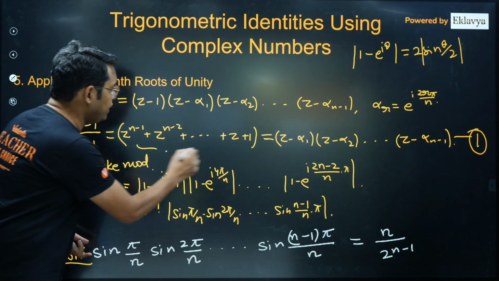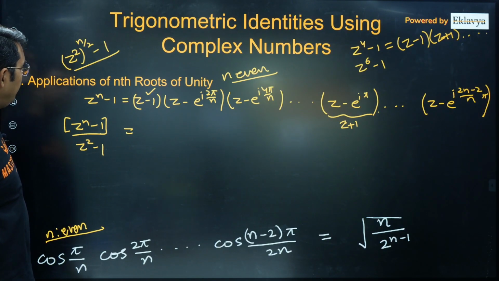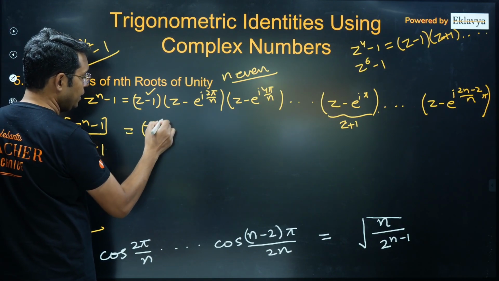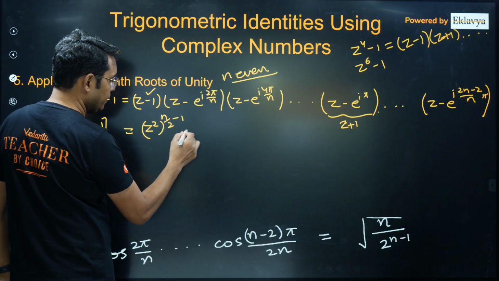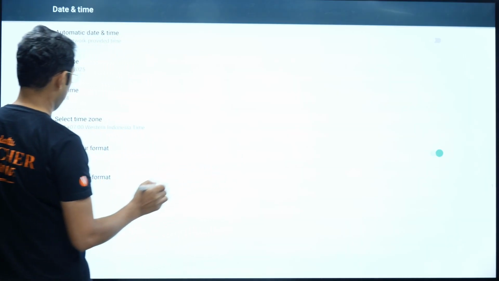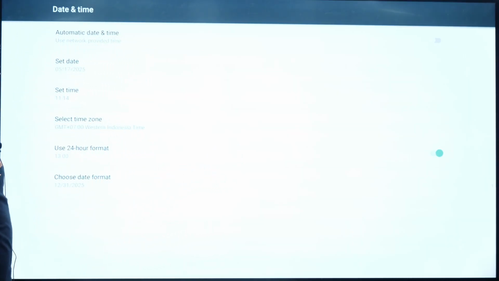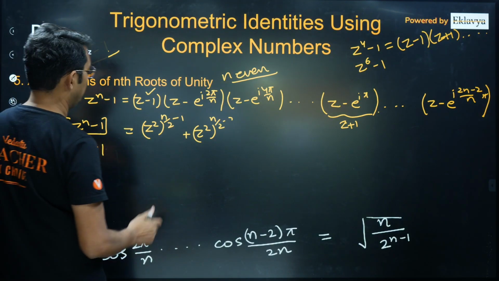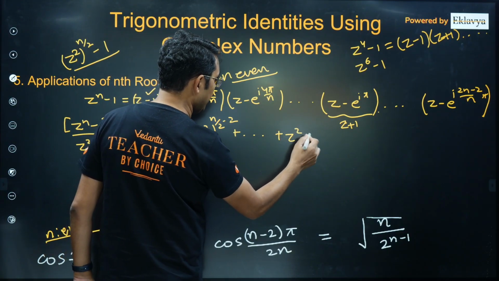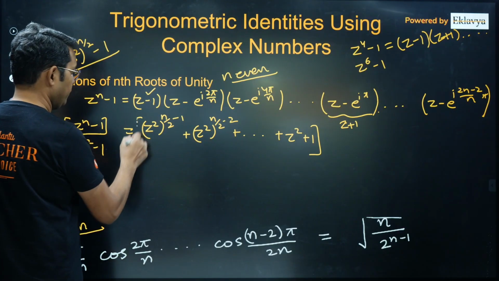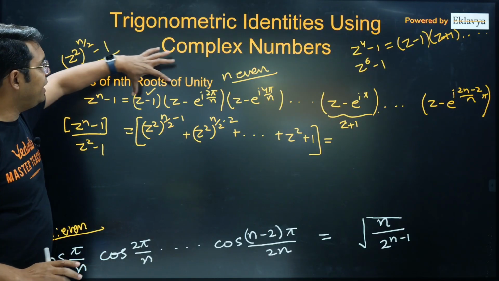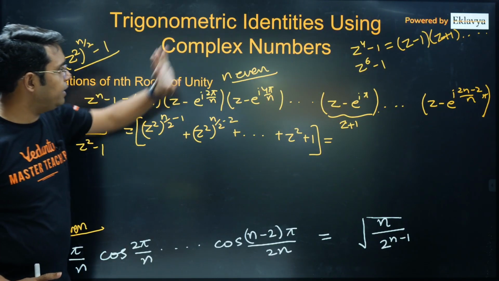I think we can expand this also directly. How? We see it will be z square power n by 2 minus 1 plus z square power n by 2 minus 2, and so on. This will go till z square and plus 1. Now this will be equal to the remaining brackets, this bracket and all the brackets.